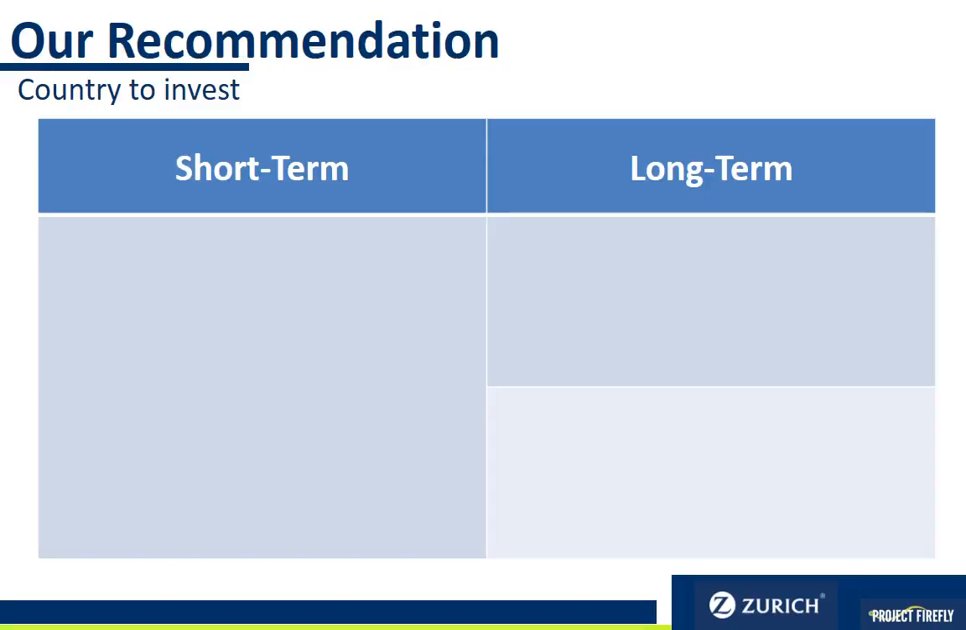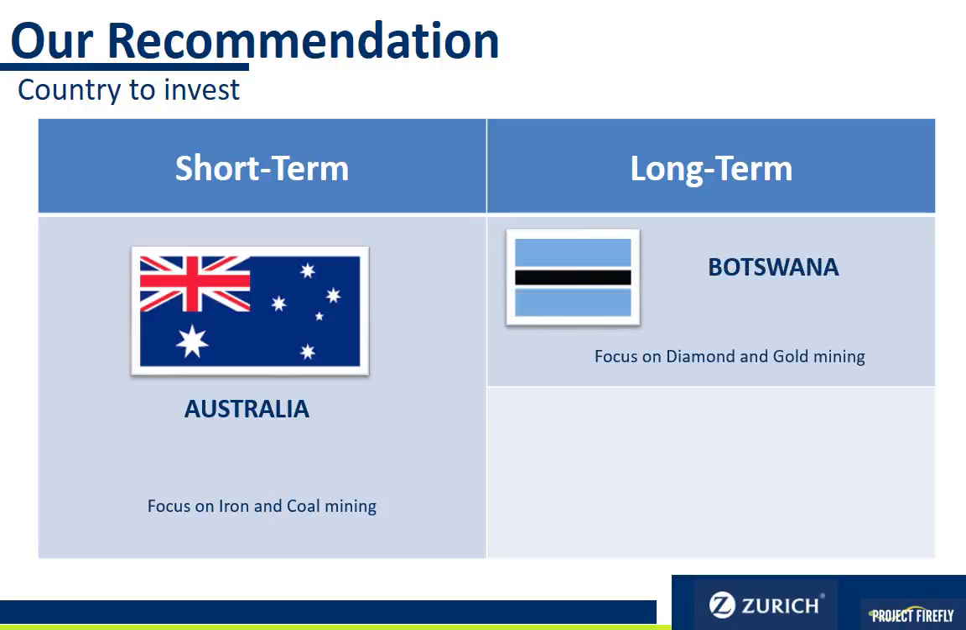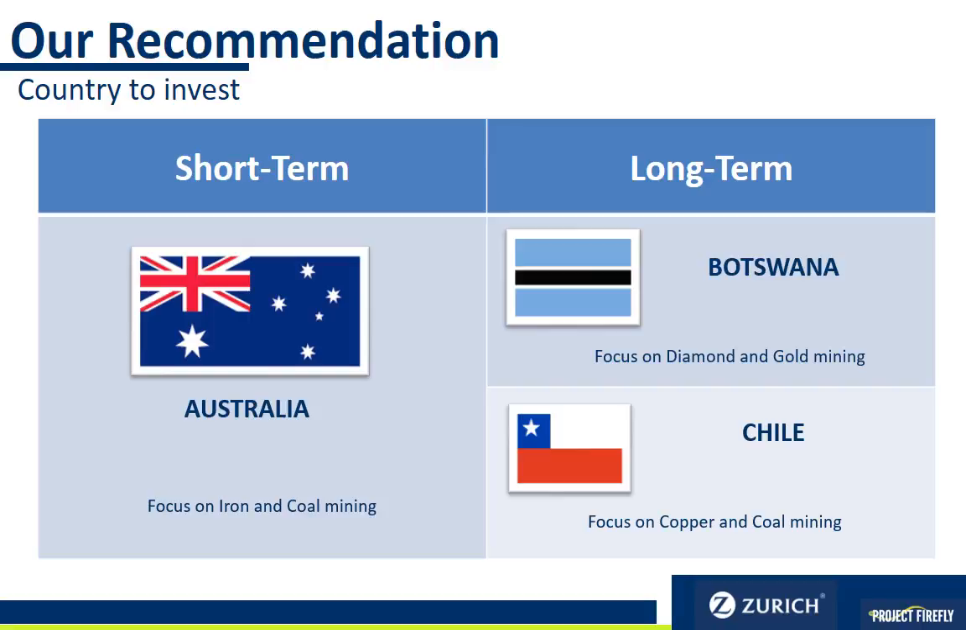The final recommendation for Hematite Capital Management firm would consist of a short-term and long-term strategy. In the short term, we recommend investing in Australia as a developed country that has a long history in the mining industry. On the other hand, in the long term, invest in developing countries: Botswana, with the focus on the diamond and gold commodities, and as an alternative, Chile if the focus is on copper and coal.